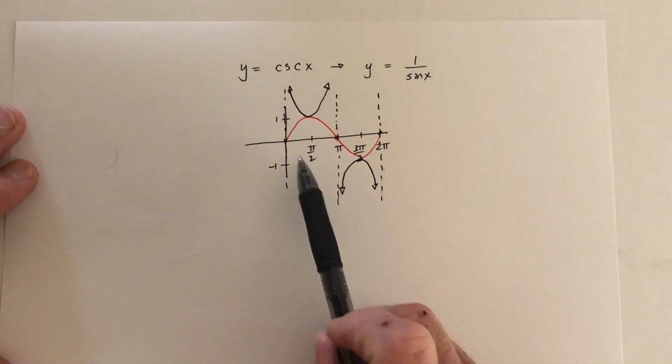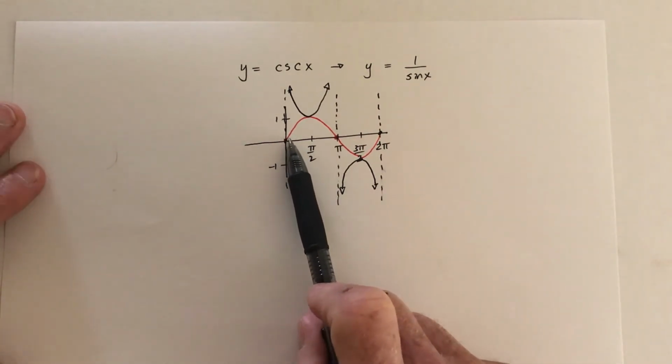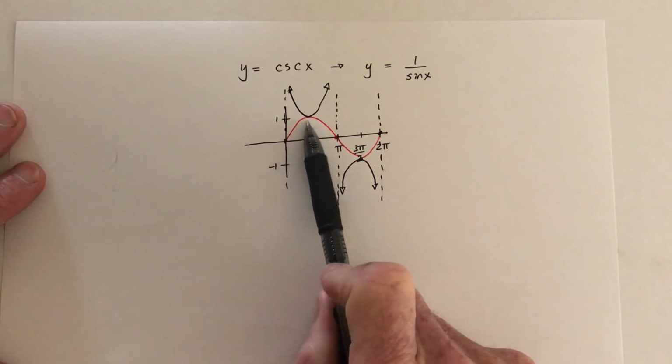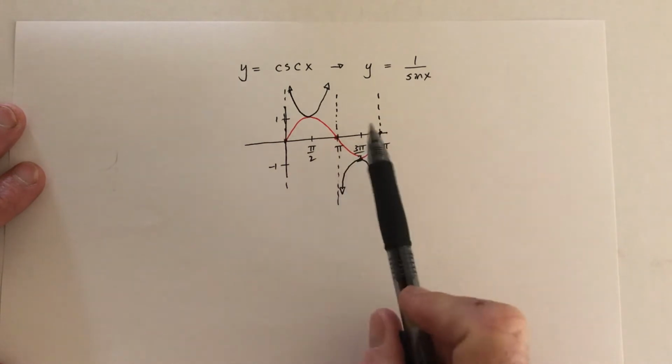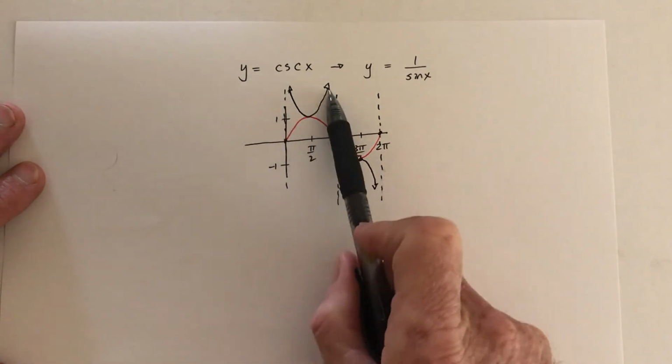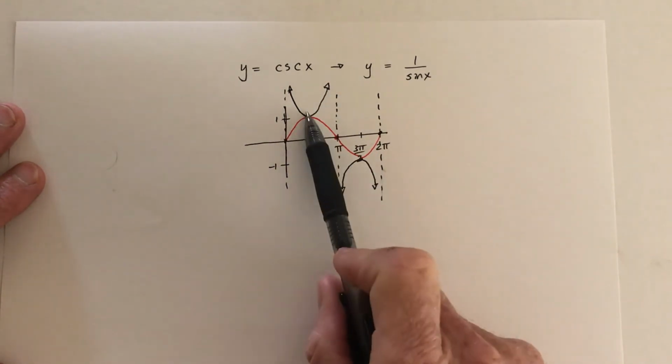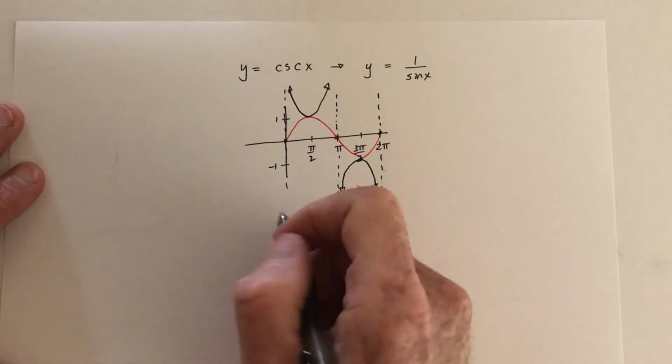Now, if I was actually doing this on my own, I would not have made this in red. I would have made it a pencil, and then I would have erased the pencil, and then it makes me look all smart that this is the graph of cosecant, these two branches right here. So the domain.